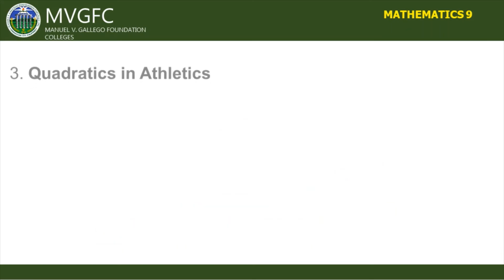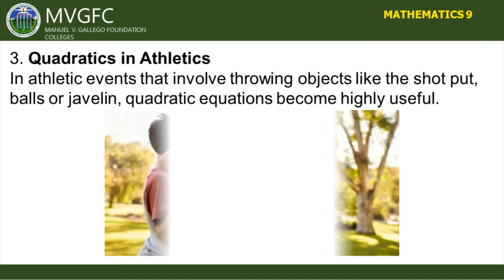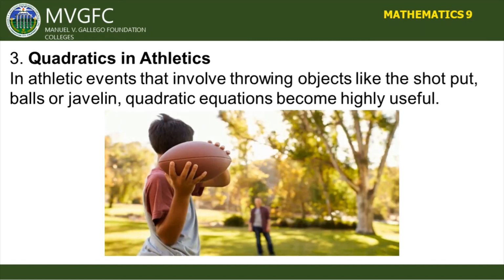Number 3, we have quadratics in athletics. In athletic events that involve throwing objects like the shot put, balls, or javelin, quadratic equations become highly useful. For example, you throw a ball into the air and ask your friend to catch it. You can use the velocity equation to determine the precise time it will take the ball to arrive. You can do this by calculating the height of the ball based on a parabolic or quadratic equation.